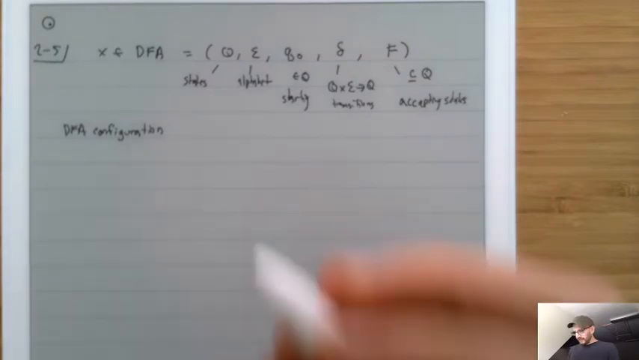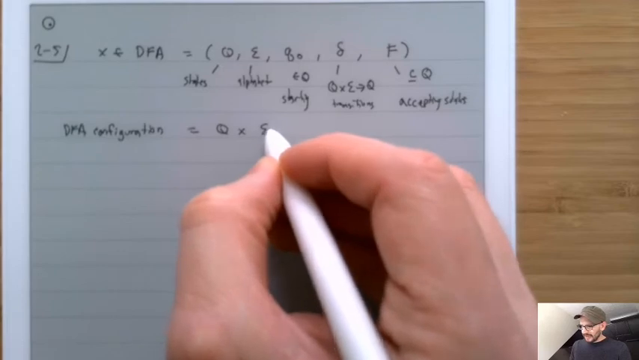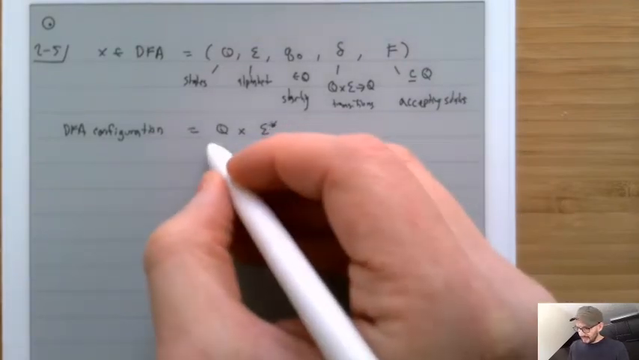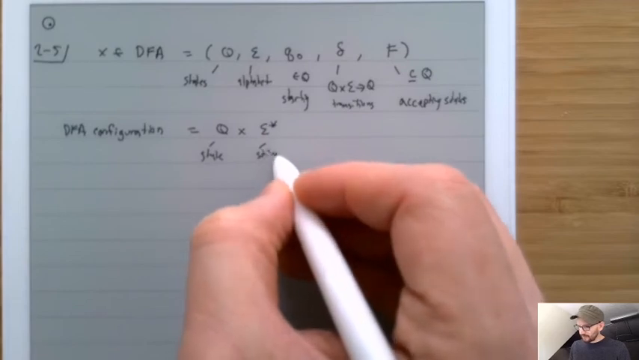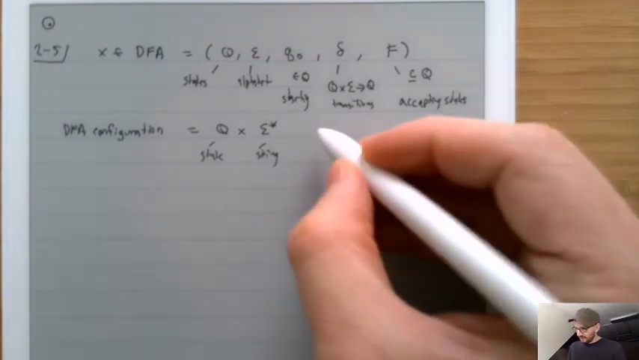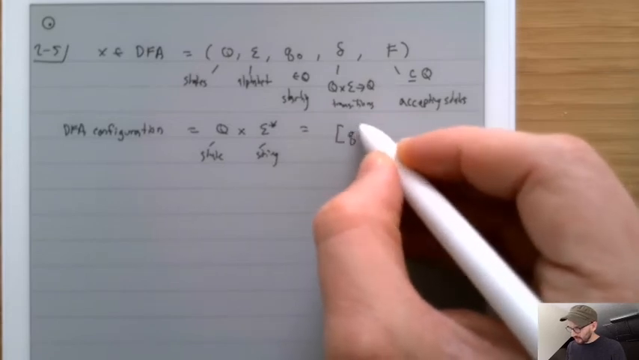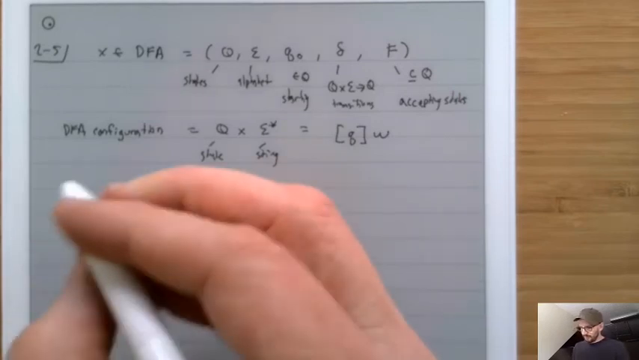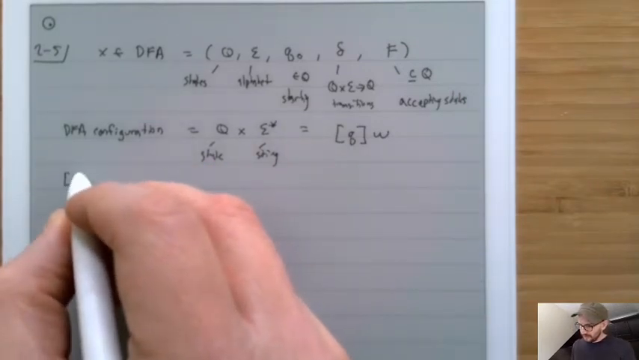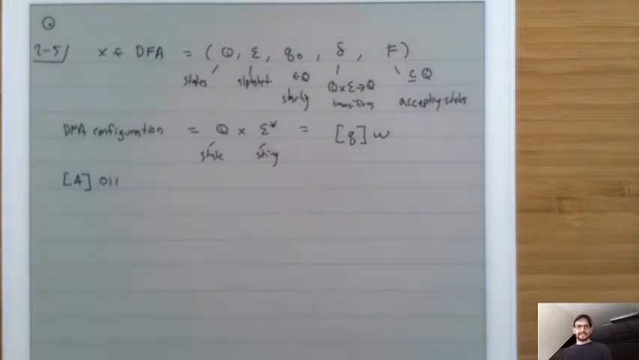And a DFA configuration is a pair of a Q and a sigma star, i.e. a state and a string. And we're going to write this down in the following way. We're going to write down one of these as QW. So for example, we might write down A011. That would be an example DFA configuration.